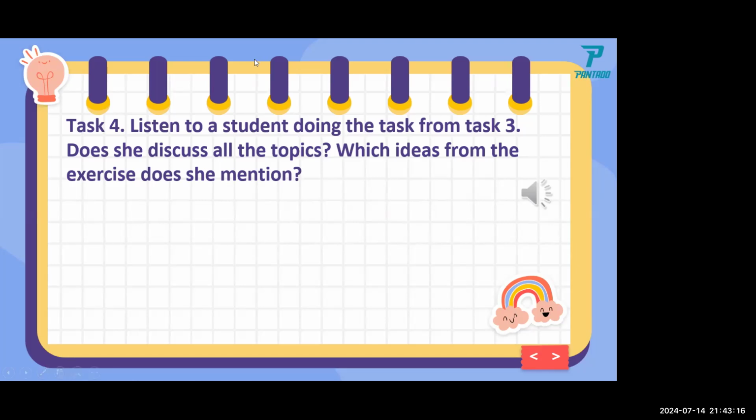Okay, so do you have the answer? She is on the topic. Yes, she does. The exercise that she mentioned is: she gives him advice to ask him about his hobby, and the rules for when he goes to England as a student.